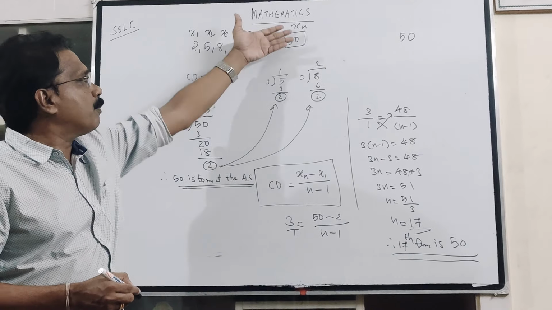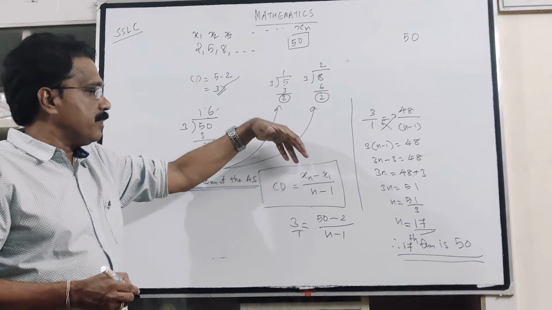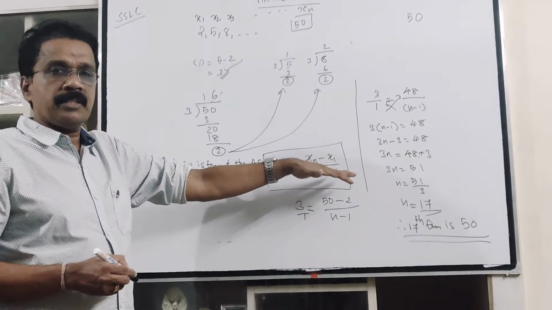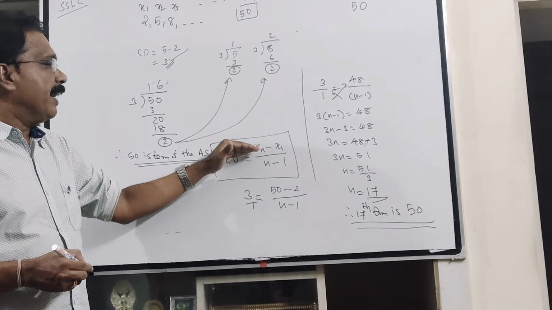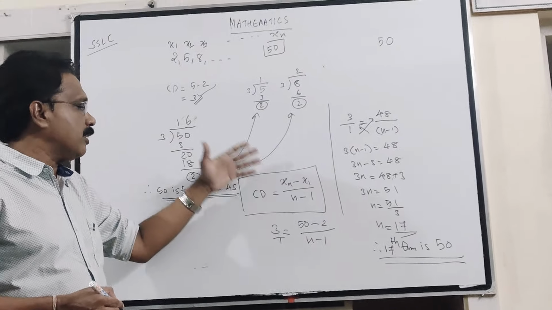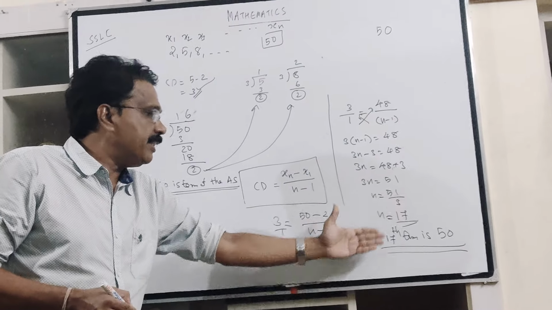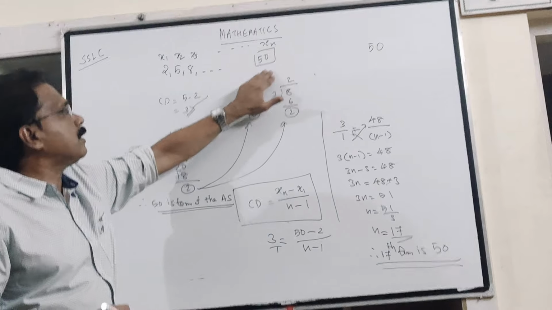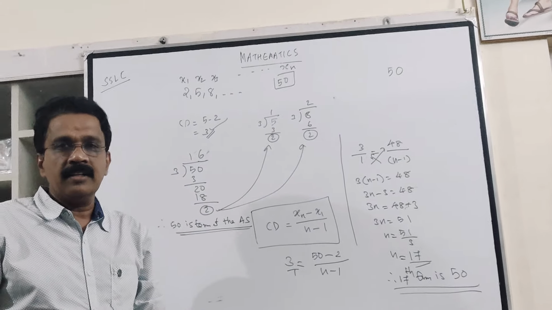Now find the position of the term 50. We know the difference between the terms divided by the difference between the positions is the common difference. By applying CD equals xn minus x1 by n minus 1, and substituting, we get n is 17, so the 17th position of this arithmetic sequence is 50. Okay? Is it clear?